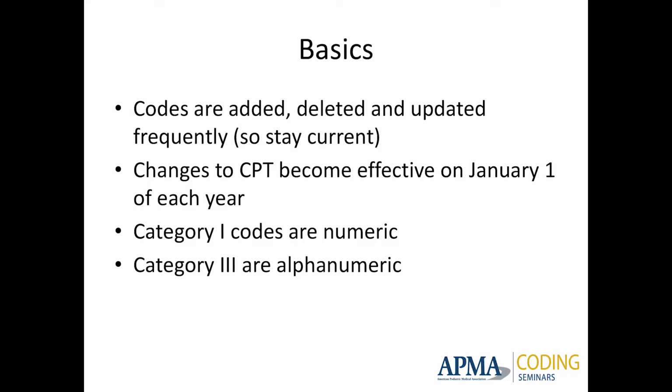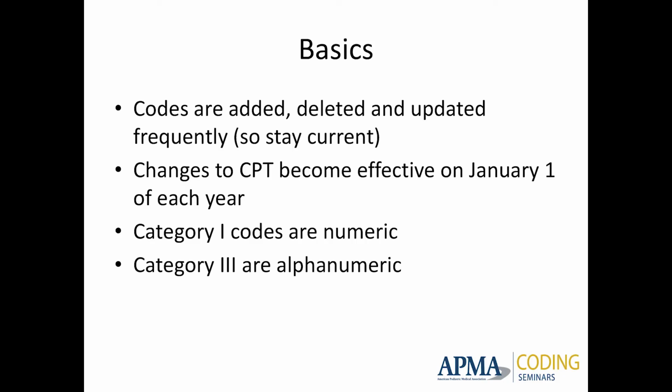Codes are added, deleted, updated 3 times a year. They become effective on January 1st. So the book that you get, or the APMA Coding Resource Center, if you look at that, it's updated, so it's good to go on January 1st with all the new codes that are in it. Category 1 codes are always numeric.